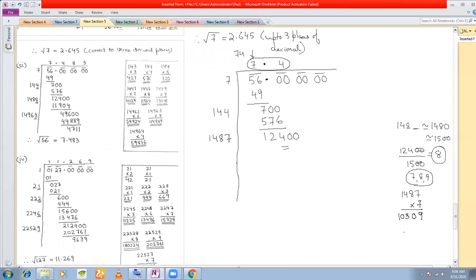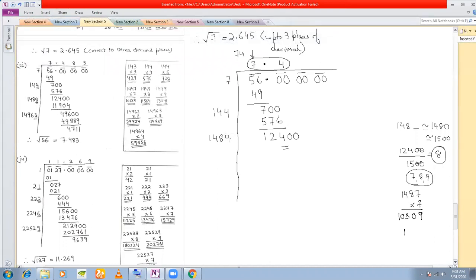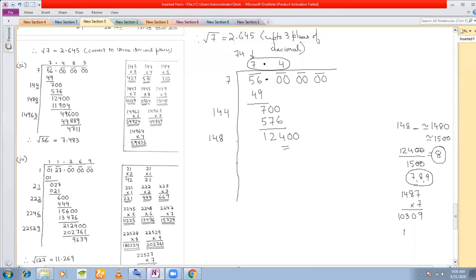So now we'll try with 8. What we do here is, on a trial basis, we put an 8 here instead of 7. Let's see whether it works. An 8 here. So now we try 1488 into 8.